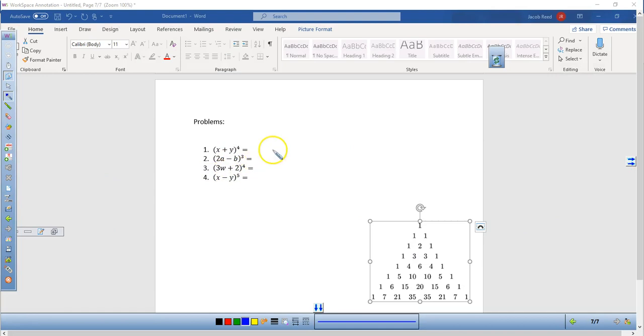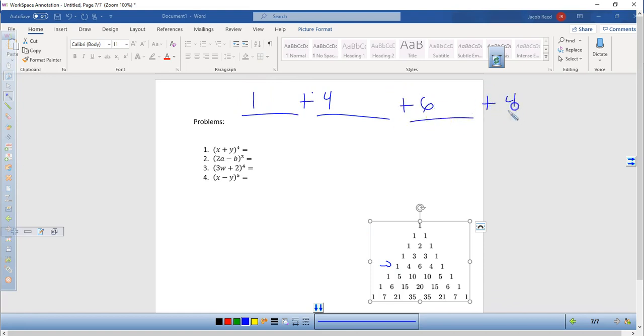Okay. Number 3, we've got 3w plus 2 to the 4th power. This time we don't have another variable. It's just a number, which means that we're only going to have w's going through. 4th power means I'm looking for a row with a 4. So 1, 4, 6, 4, and 1. All right, fill them in.